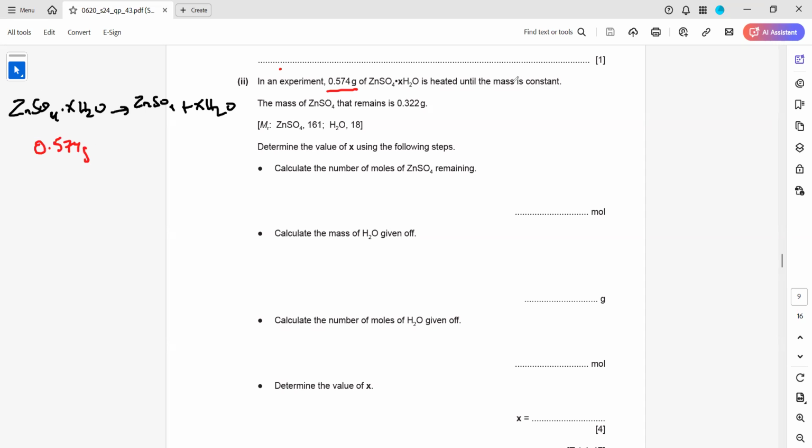When we heat until the mass is constant, once the mass is constant, it means all of the hydrated zinc sulfate has converted to anhydrous zinc sulfate. And what is the mass of anhydrous zinc sulfate? So this is 0.322.